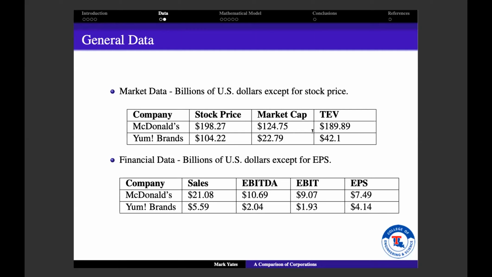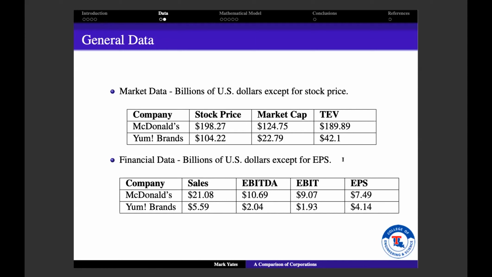The market capitalization, other than being very large numbers, should tell you the difference in size of these two companies. It ranges from $22 billion to just over $124 billion. You can look at the total enterprise value. The sales also should give you a good indication of their relative size. McDonald's has very large sales compared to Yum Brands. You have your EBITDA, your EBIT, and your earnings per share. This information is going to be used later to help derive our stock value.